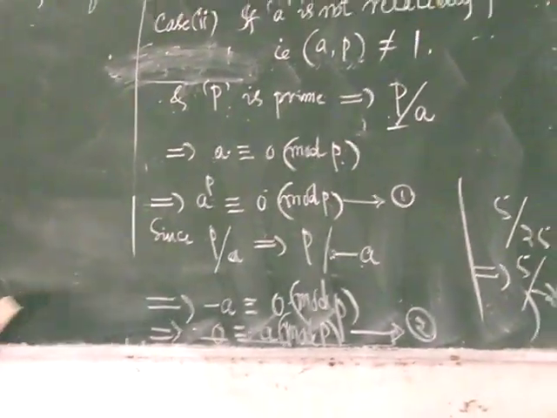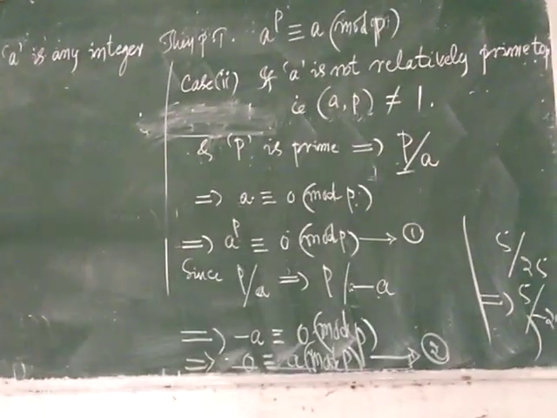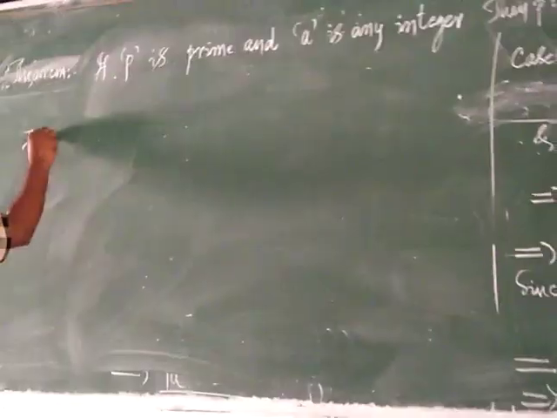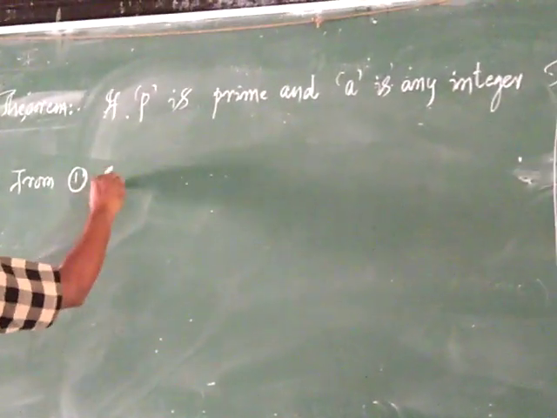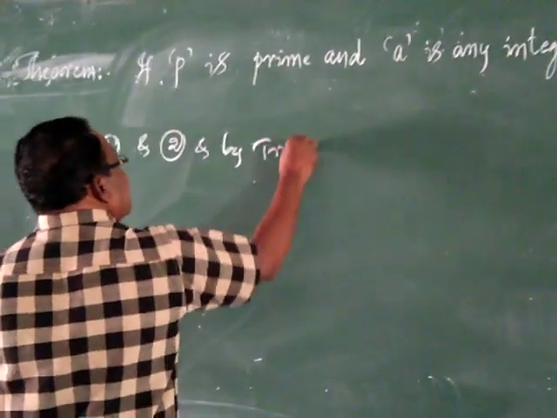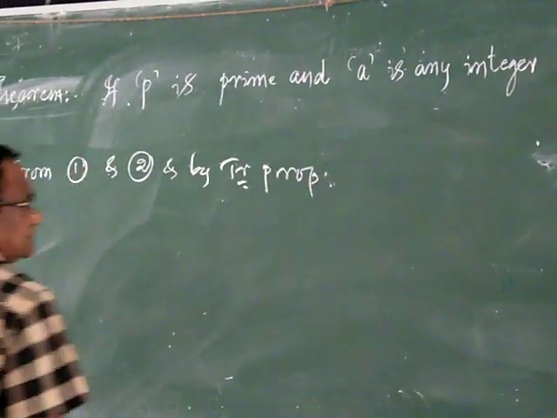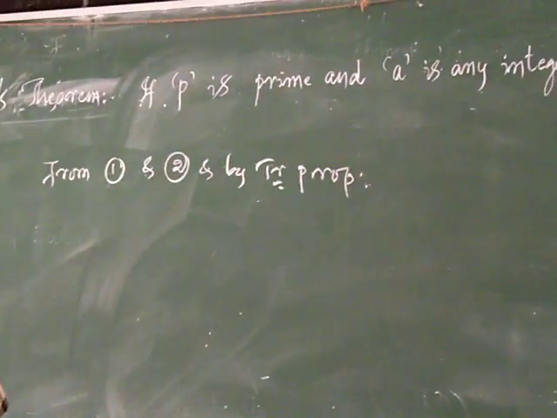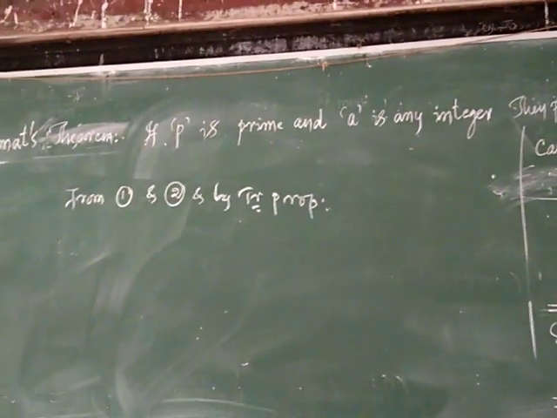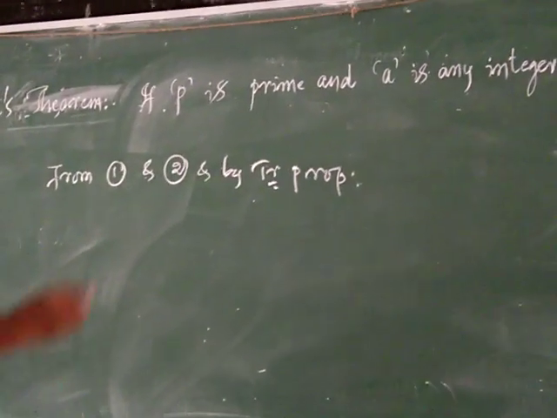Transitive property. What happens? From 1 and 2 and by the transitive property, what do you say? Transitive property: if A is a friend of B, and B is a friend of C, then A is a friend of C. Yes, like that.